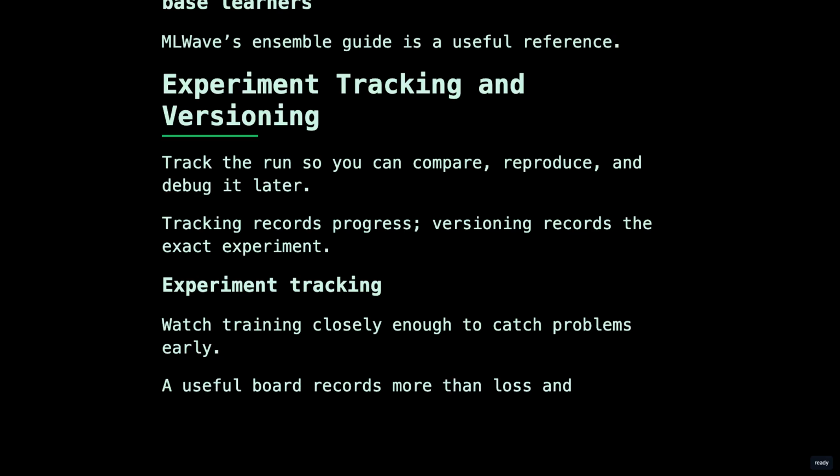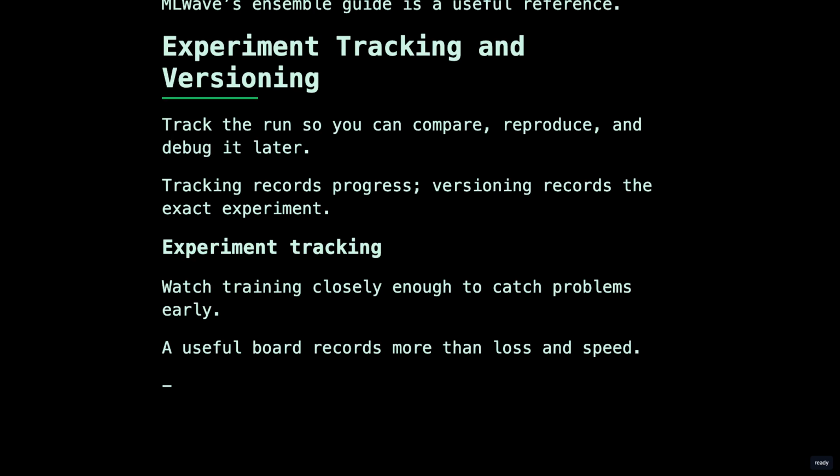People used to track only a couple of numbers, but the set of useful signals has grown a lot. The point is not to collect data for its own sake. It is to leave clues that help explain why a run succeeded or failed. Start with the core metrics, and then add other signals only when they help you understand training more clearly.